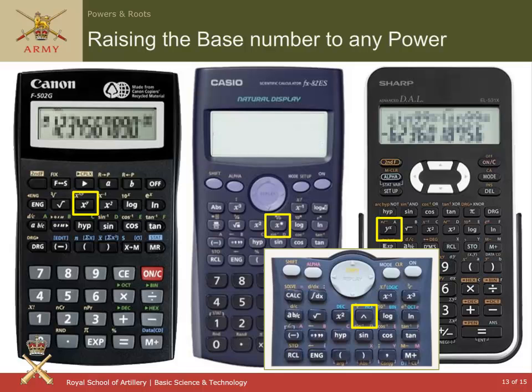So for instance, you could raise 3 to the power 2 by pressing 3, followed by one of those buttons, then 2, and it will give you 3 times 3, or 9. When you do more complicated sums, this button is extremely useful.